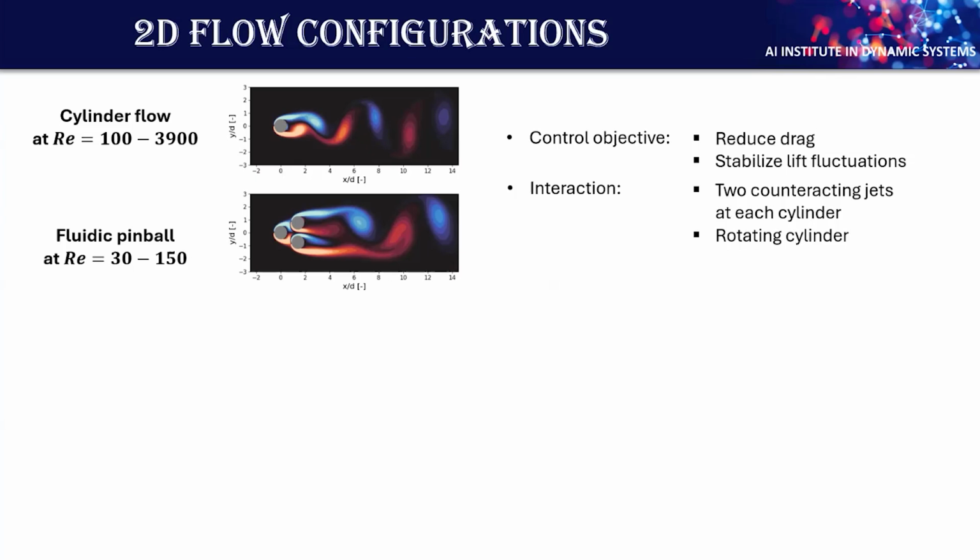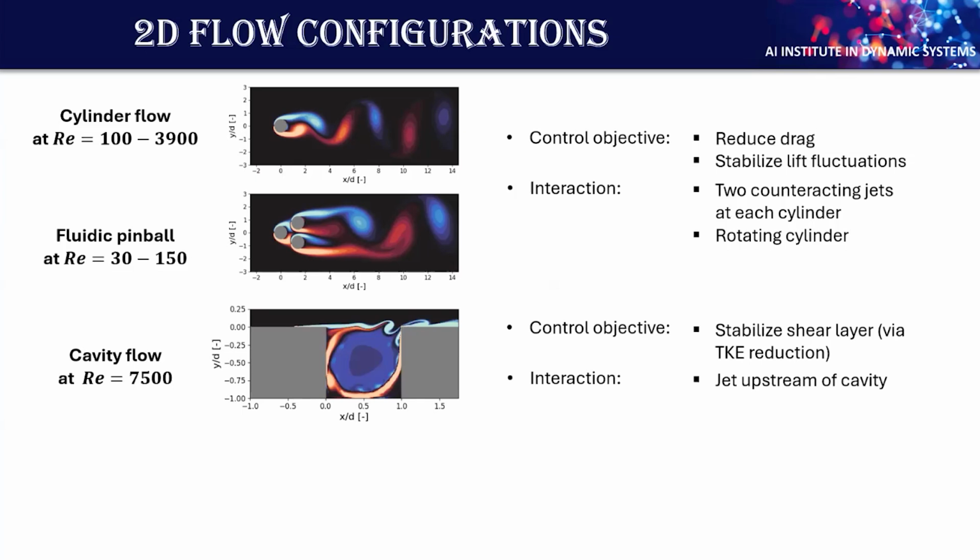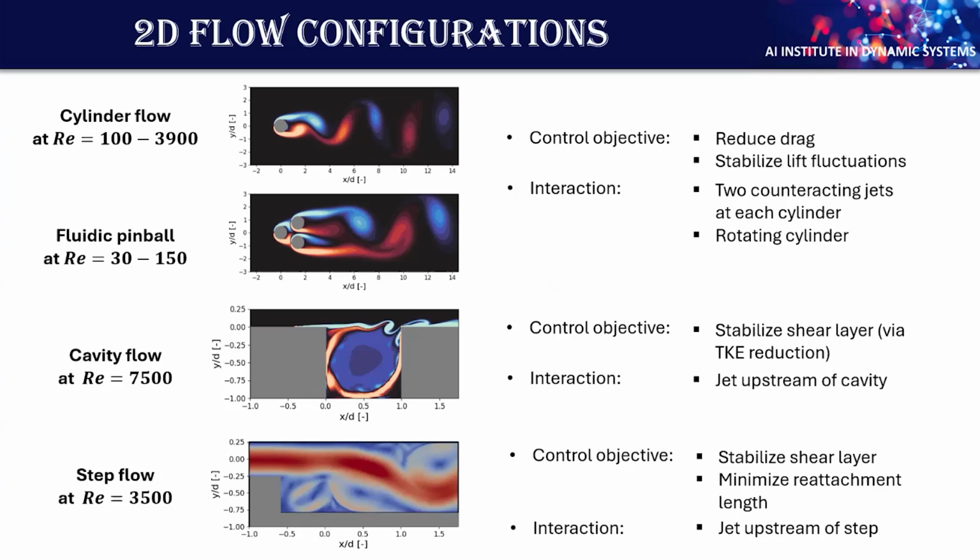of this flow case. Then we also played around with cavity flow at 7,500, which exhibits some shear layer instabilities, as you can see in the image here. Our main goal is to stabilize those shear layer instabilities by reducing the overall turbulent kinetic energy of the flow field, as well as to reduce the pressure fluctuations inside the cavity. To do that, we positioned a jet upstream of the left cavity edge, and this works actually very nicely. And finally, we also worked on a backward-facing step at a Reynolds number of 3,500, where we want to minimize the reattachment length behind the step and use one jet upstream of the step to realize this.